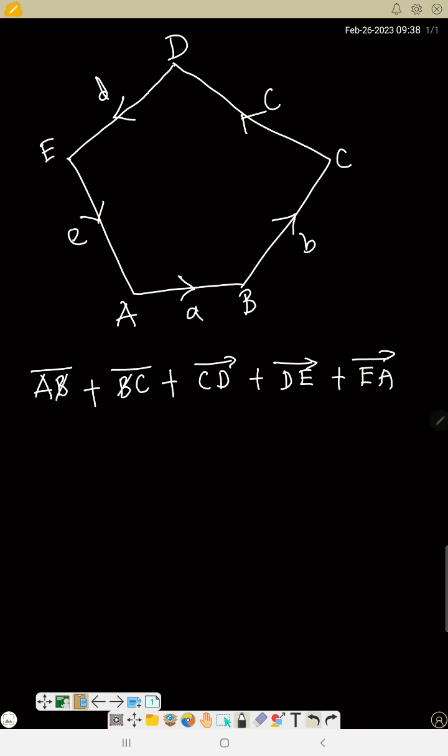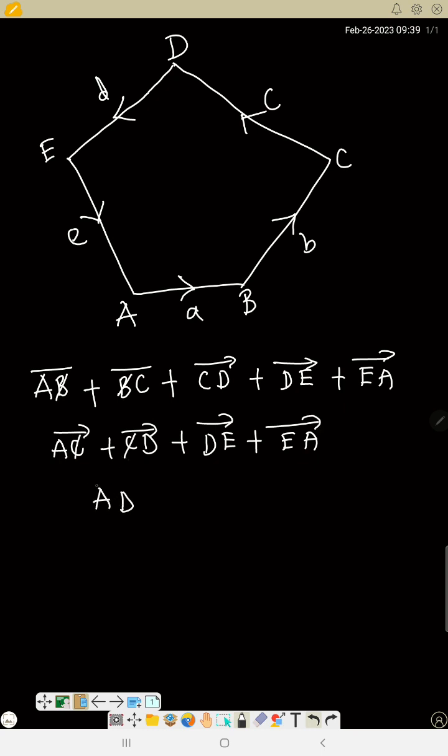You see this and this are alike, then we resolve this to AC plus CD plus DE plus EA. Now this and this again are alike, so it's AD plus DE plus EA. So that means if you see any diagram in vector, you can actually resolve it to know which one will be the resultant.